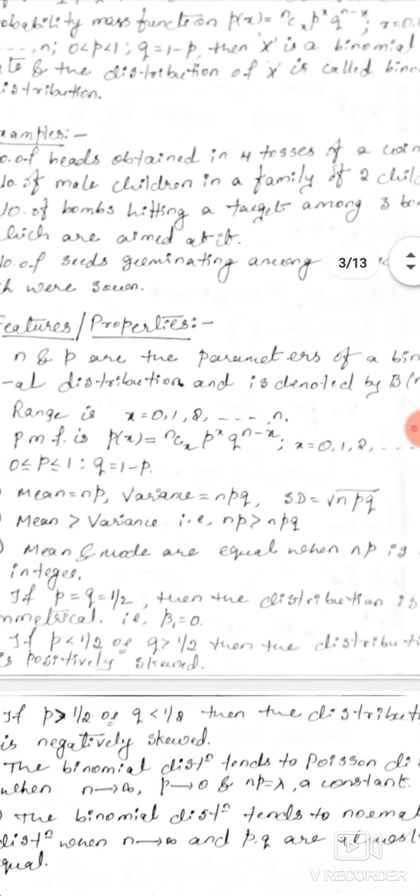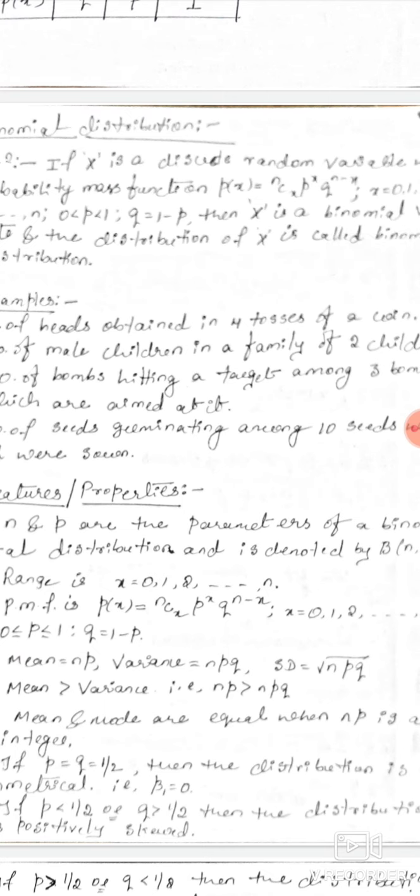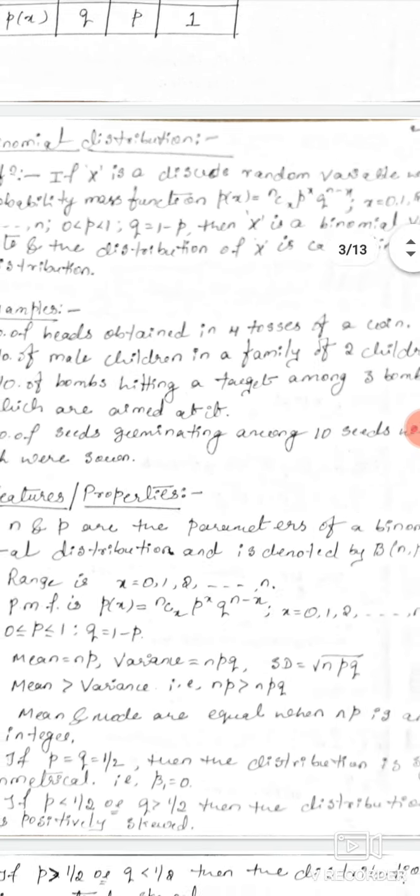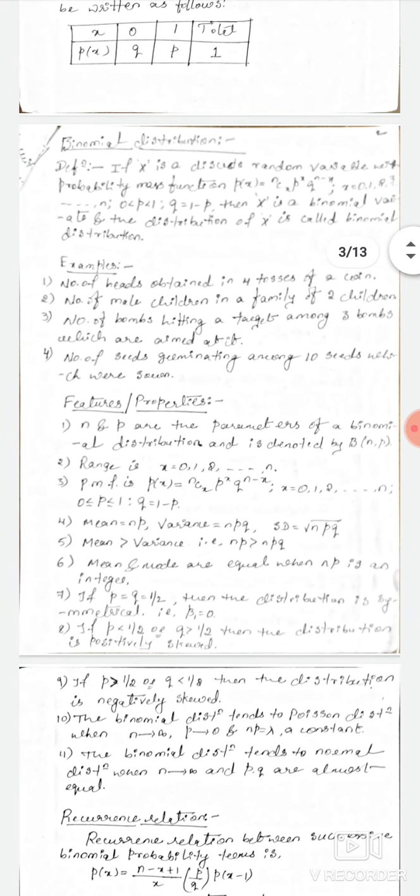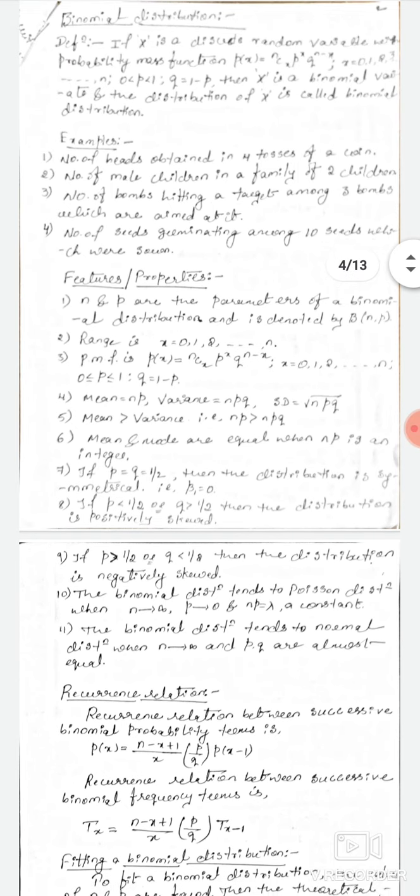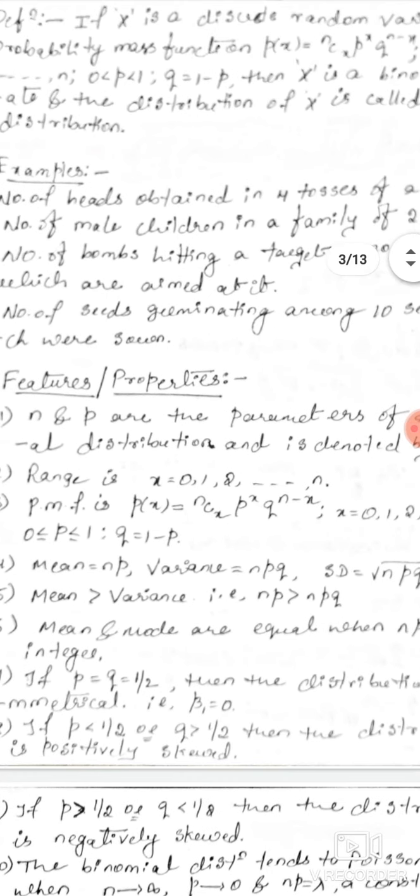The probability mass function for binomial distribution is given by P of X equals nCx, P raised to X, Q raised to N minus X. Because the experiment is repeated N number of times, it is nCx. P is the probability of success and Q is the probability of failure, and X is a random variable which takes the values 0, 1, 2, 3 and so on up to N. As usual, P lies between 0 and 1, Q equals 1 minus P, then X is a binomial variate and the distribution of X is called binomial distribution.